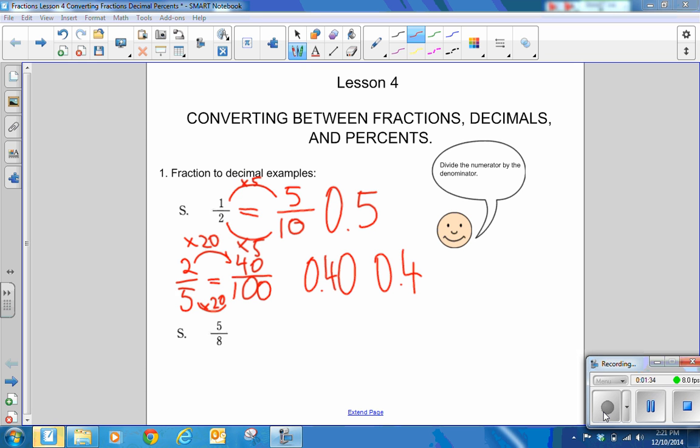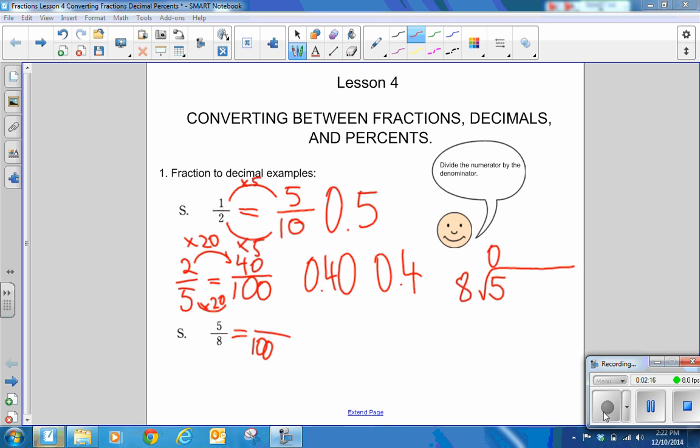Now, sometimes the lowest common denominator is not that easily visible. So 8 does not go evenly into 10, and it does not go evenly into 100. So when the answer is not obvious, you can always divide the numerator by the denominator. Let's try to do it. I'm going to take 5, my numerator, and I will divide it by the denominator. So my first question is, how many times does 8 go into 5?